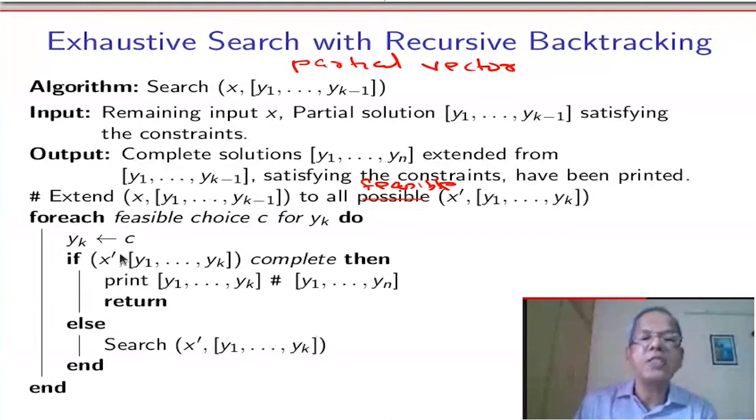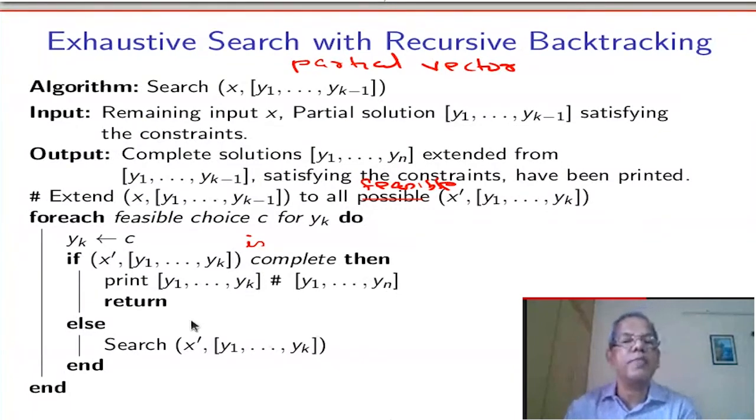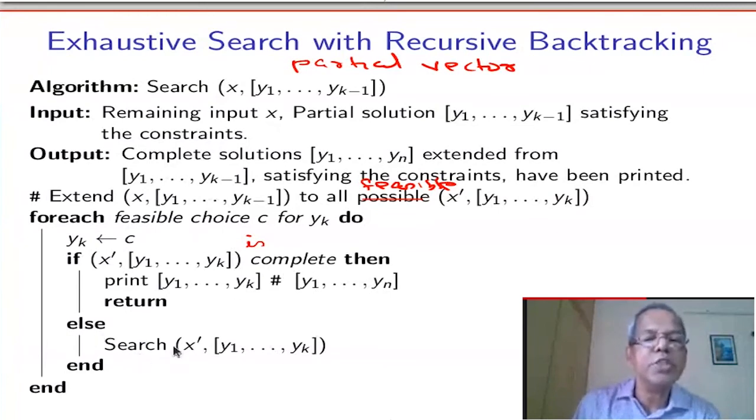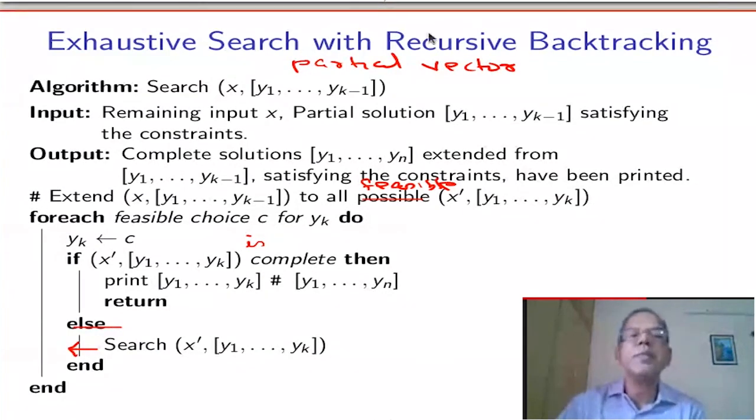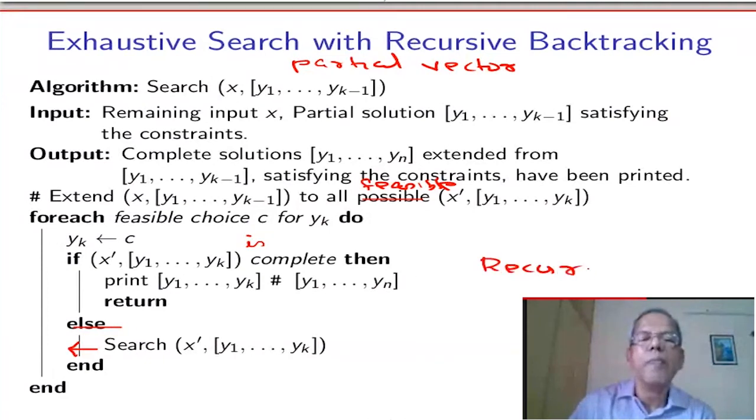Then, if X dash, the remaining input, and Y1 to Yk is complete, then print the solution Y1 to Yk. Since it is complete, actually it should be Y1 to Yn, and return. Else, if it is not complete, then you have to do search X dash, Y1 to Yk. This else is not really needed because in the if clause, the last statement is return. This is a very simple algorithm, recursive backtracking.